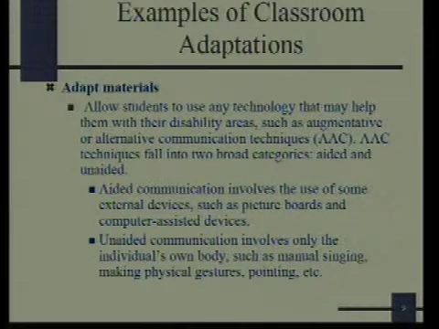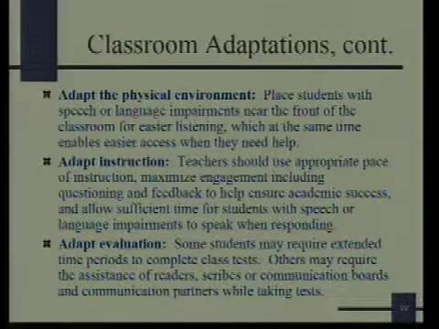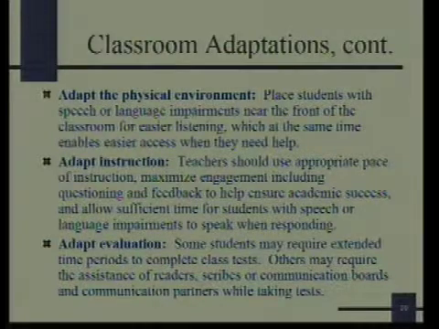Unaided communication is a different strategy. That type really is an effort to promote the child's ability to use his own body to communicate. So we may teach children gestures or hand signals or some sort of manual signing in order to communicate to others and have their needs met.